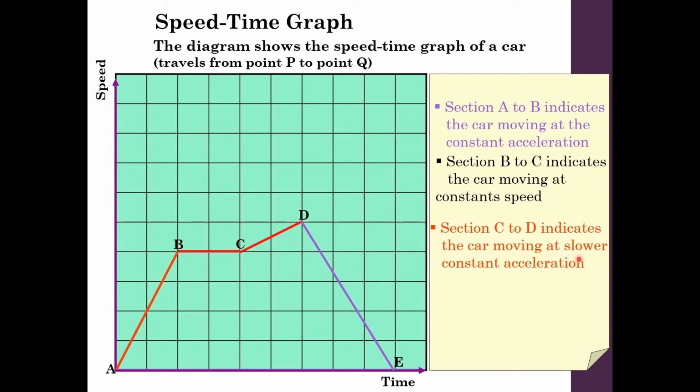Why is it slower? Because as you can see here, the gradient of CD is less than the gradient of AB. Kecerunan CD lebih kurang daripada kecerunan AB. Therefore, the acceleration will be slower.